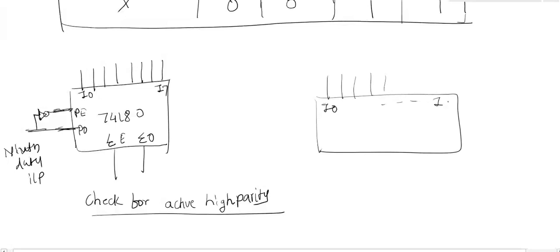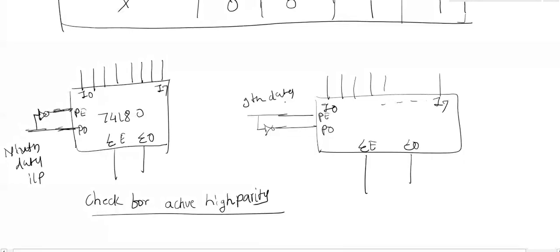I0 to I7 and summation of E and summation of O. Here it is parity even, it is parity odd. At that time for the active low parity bit, the odd is going to be set. This is the 9th data input. Active low parity.